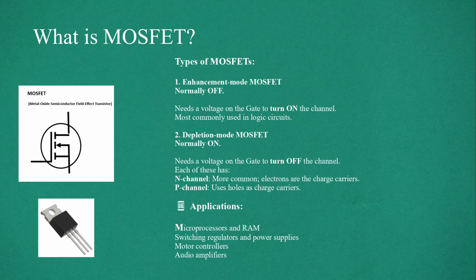Types of MOSFETs. 1. Enhancement mode MOSFET. A. Normally OFF. B. Needs a voltage on the gate to turn on the channel. C. Most commonly used in logic circuits. 2. Depletion mode MOSFET. A. Normally on. B. Needs a voltage on the gate to turn off the channel. Each of these has C. N channel, more common, electrons are the charge carriers. D. P channel, uses holes as charge carriers.